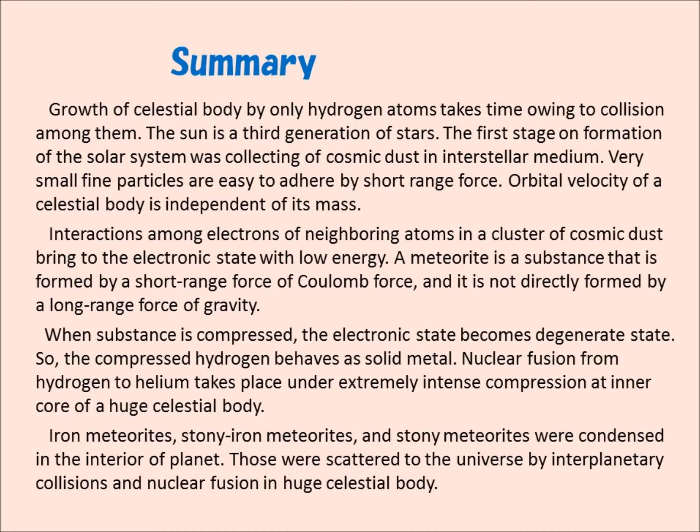Nuclear fusion from hydrogen to helium takes place under extremely intense compression at the inner core of a huge celestial body. Iron meteorites, stony iron meteorites, and stony meteorites were condensed in the interior of planets. Those were scattered to the universe by interplanetary collisions and nuclear fusion in a huge celestial body.